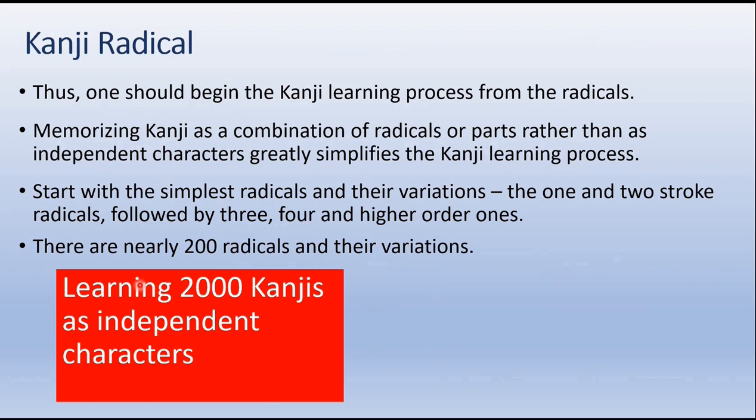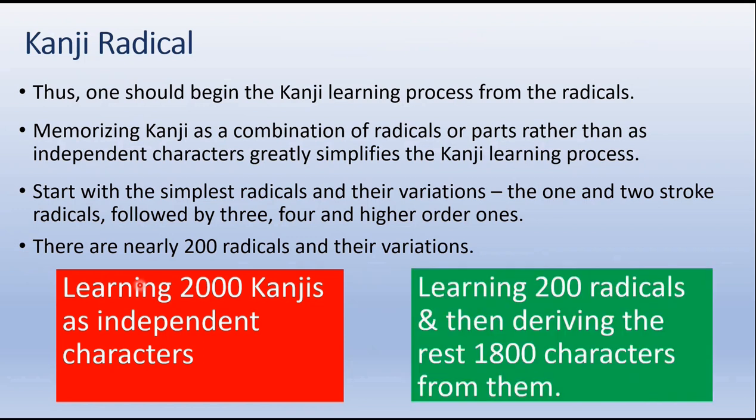So there may be different ways of learning the kanji characters. The first is learning 2000 kanjis as independent characters. And another way could be learning 200 radicals first and then deriving the rest 1800 characters from them. So which one of these do you think is the better one? Obviously, the second one, that is first learning the radicals and then deriving the rest of the characters from them. That will make the learning process simpler.